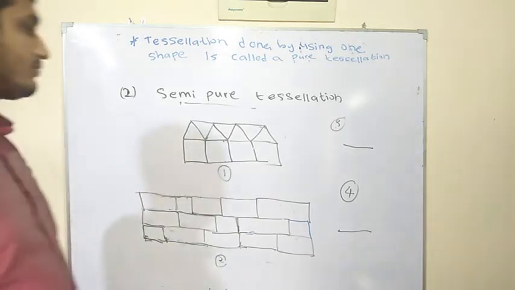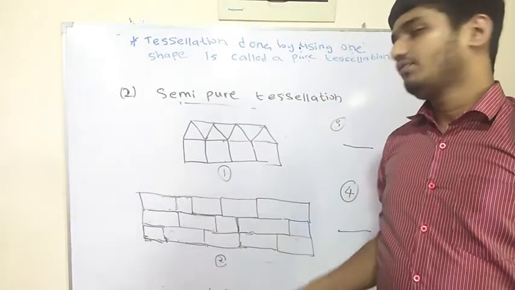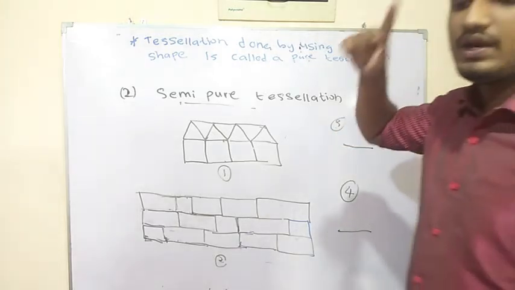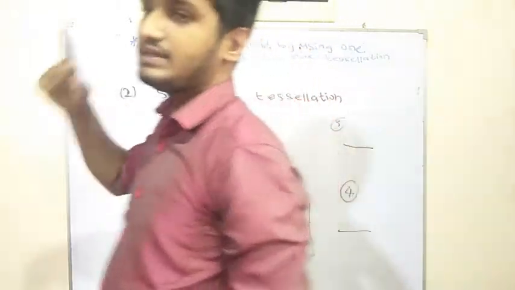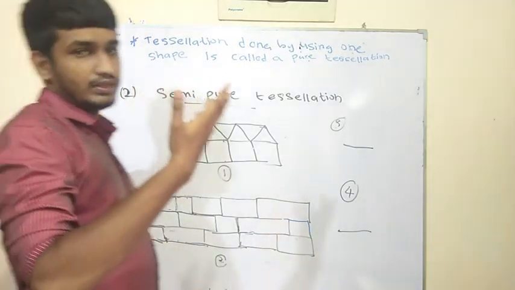I think time is enough. I told you to draw 2 other figures for semi-pure tessellation. We know that in pure tessellation means a figure which is drawn with only one shape. In pure tessellation only one shape is there. But in semi-pure tessellation we can use 2 or more than 2 shapes.